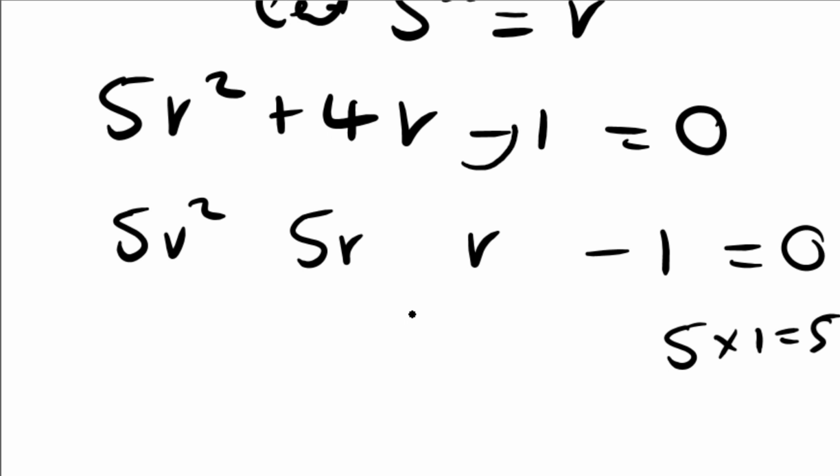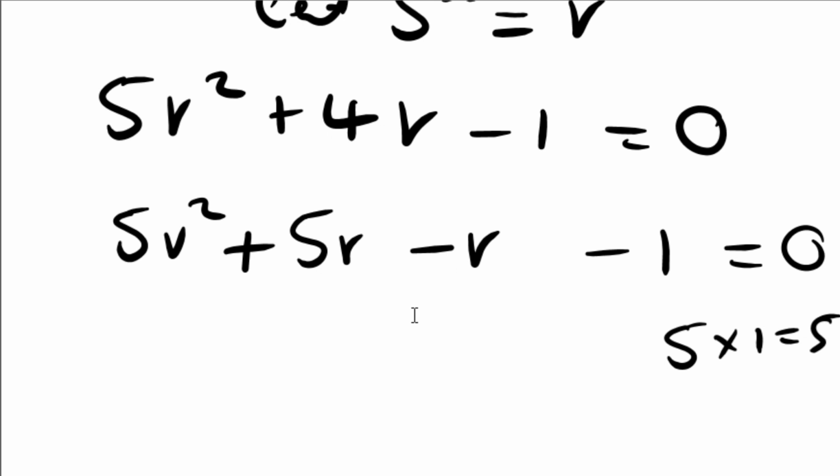The signs are not the same. It's a plus and a minus. Between 5 and 1, which one has the bigger magnitude? The one that has the bigger magnitude is 5. It will receive the sign of the middle term because the signs are not the same. It will receive a plus sign. So we write plus 5r there, minus 1r there.